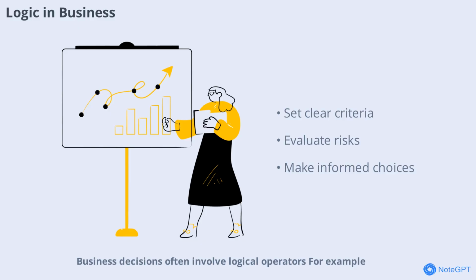Business decisions often involve logical operators. For example, a manager might decide, "We will launch the product if the market is ready and we have enough resources." Logical operators help businesses set clear criteria, evaluate risks, and make informed choices. Mastering logical thinking can lead to better strategies and outcomes.